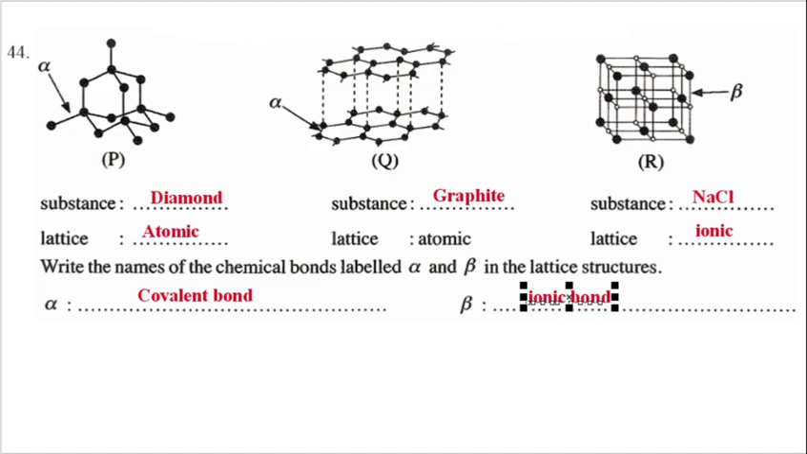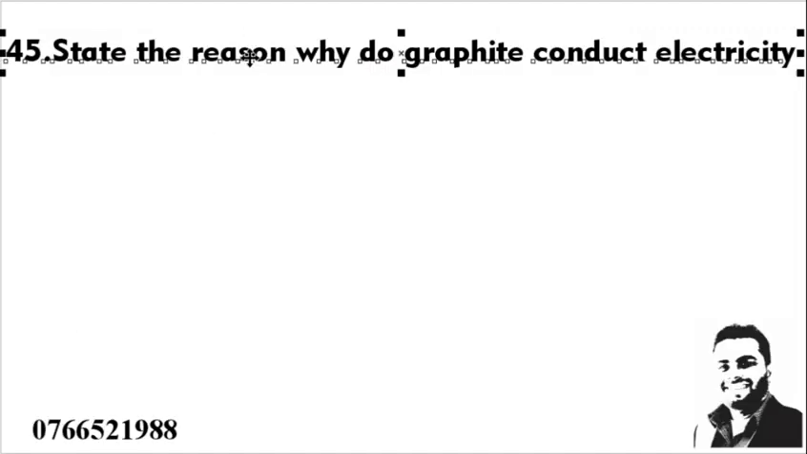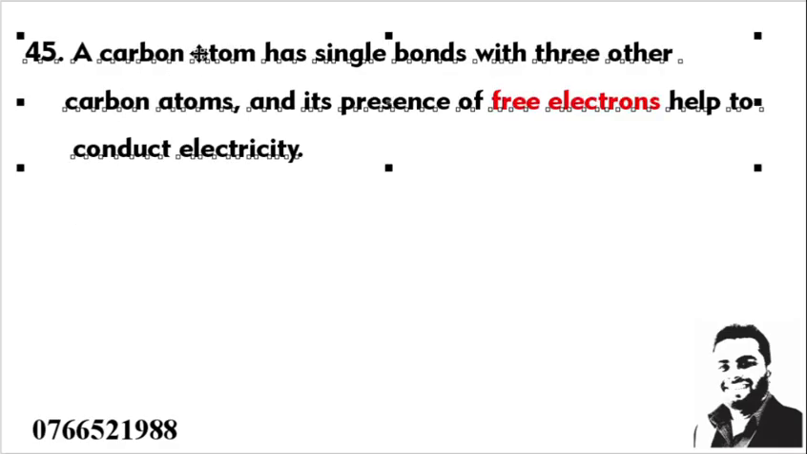Another question: state the reason why graphite conducts electricity. I said each carbon is combining with only 3 other carbon atoms. So one electron is left, there are free electrons, which help to conduct electricity. So this is the reason.